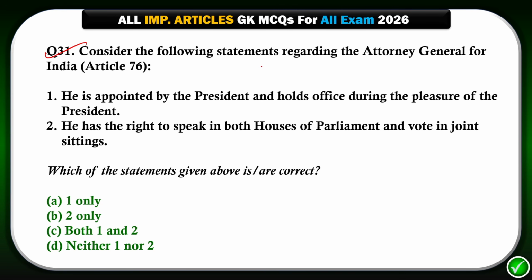31. Consider the following statements regarding the Attorney General for India, Article 76. He is appointed by the President and holds office during the pleasure of the President. He has the right to speak in both houses of Parliament and vote in joint sittings. Which of the statements given above is correct? Option number A, 1 only. He cannot vote in joint sittings. Okay.